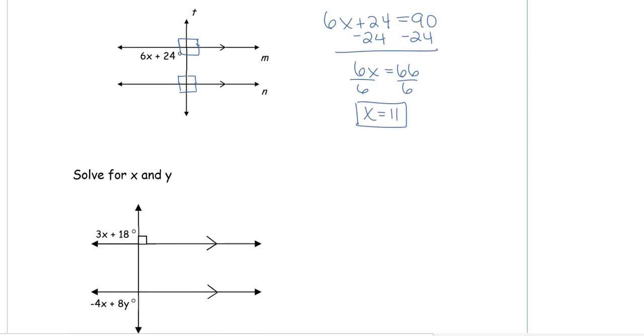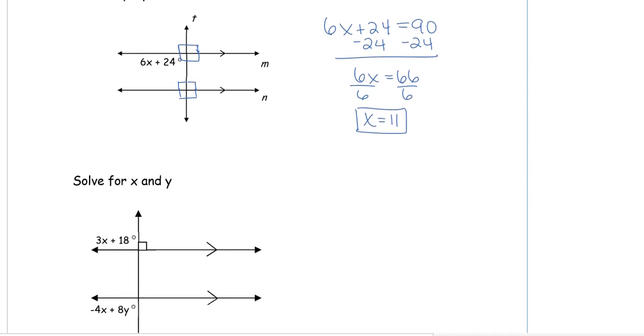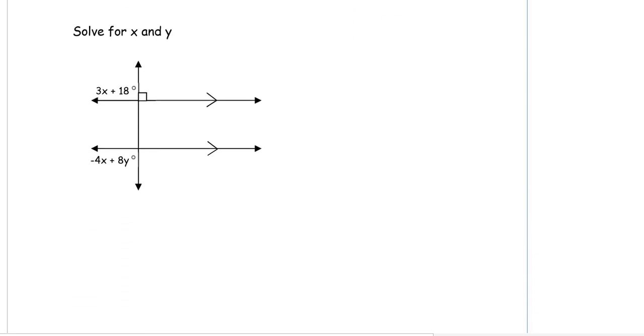And believe it or not, this is our last one. In this one, we want to solve for x and for y. So again, we see that our lines are parallel. Because they're parallel, we can use all those relationships. So if this one is a right angle, I have a congruent corresponding angle. So if this is 90, this also has to be 90.